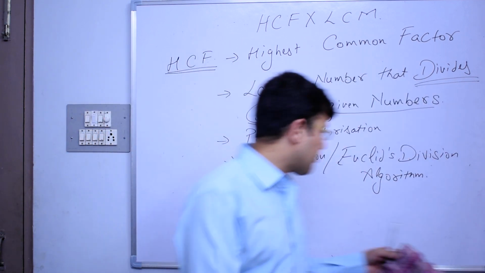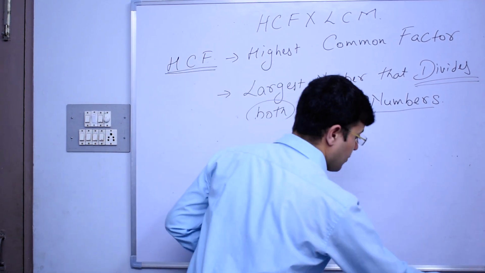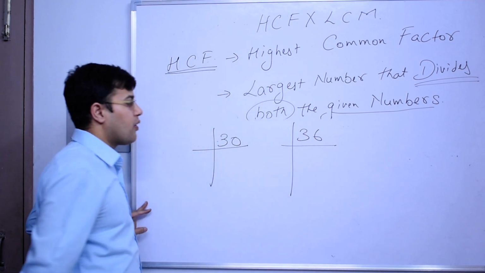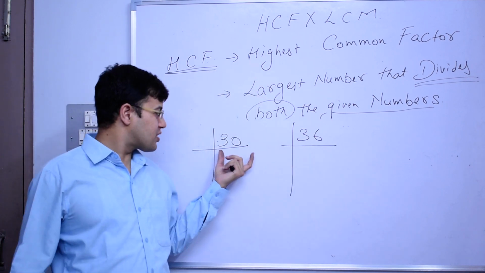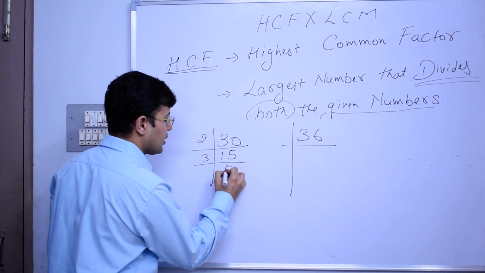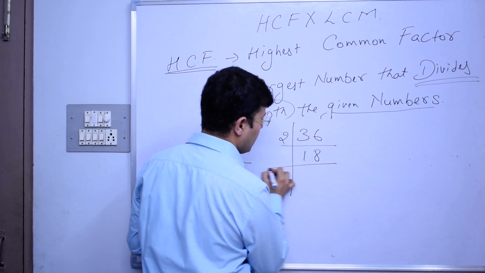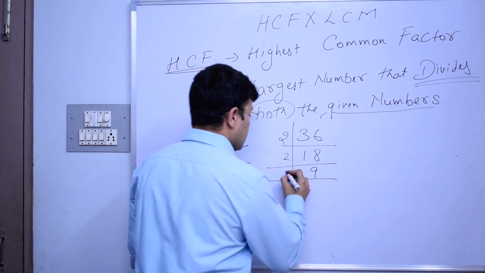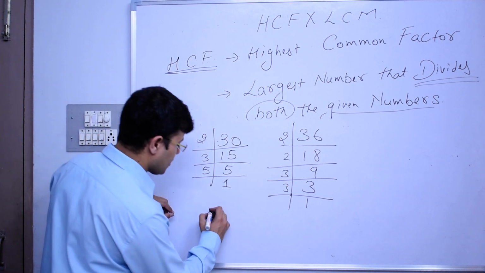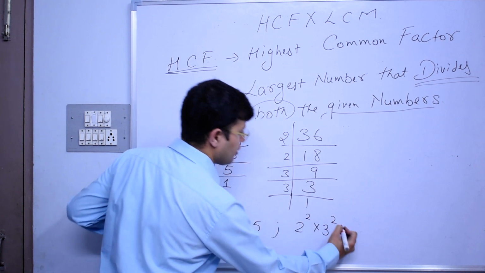First of all, we'll discuss it by prime factorization. Let's take an example, 30 and 36. Whenever you are asked for the HCF or LCM, the first step is the same, that is you take the prime factorization. 30 is 2 times 15, 15 is 3 times 5, 5 is 5 and then 1. And 36 is 2 times 18, 18 is 2 times 9, 9 is 3 times 3, then 3 and 1. Now we list down the prime factors: 2, 3, 5, and 2 square and 3 square.